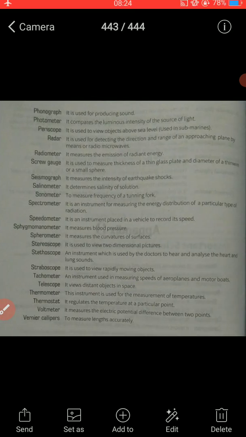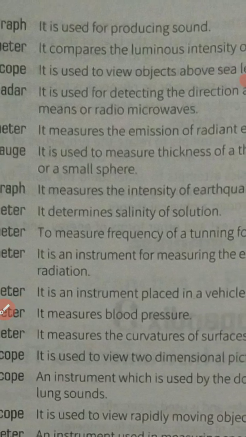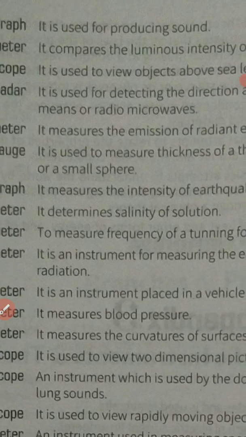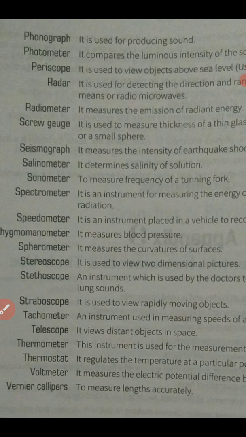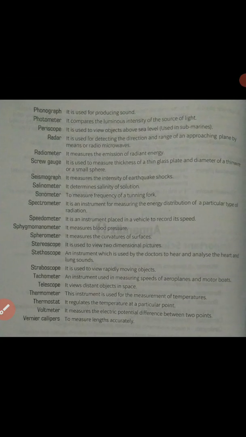Then we will go for phonograph. Phonograph is an instrument which is used for producing sound. Then photometer. Photometer is an instrument which is used to compare the luminous intensity of the source of light.